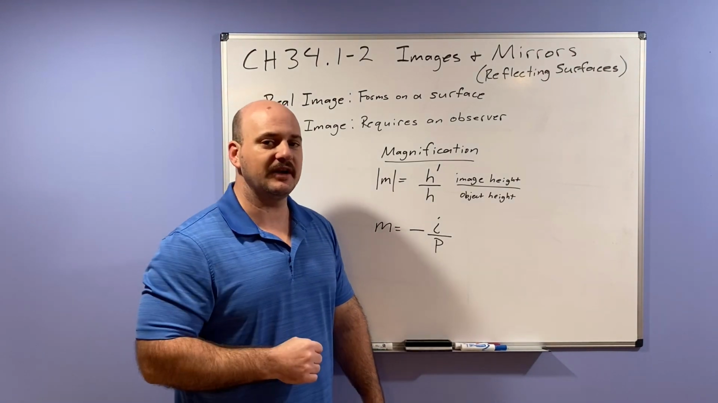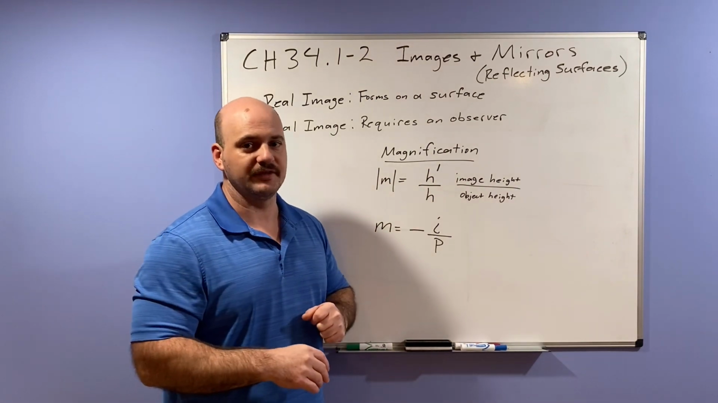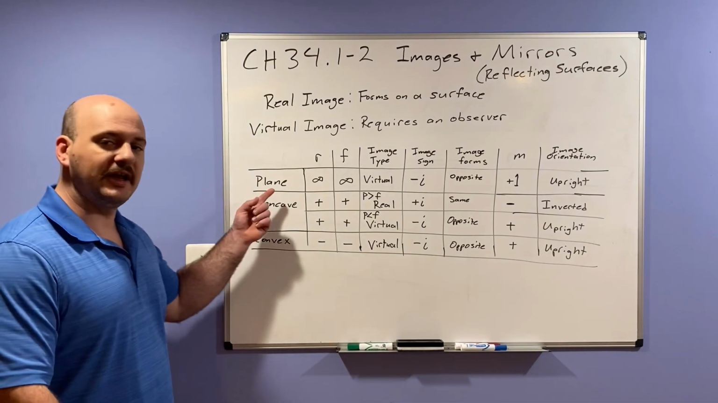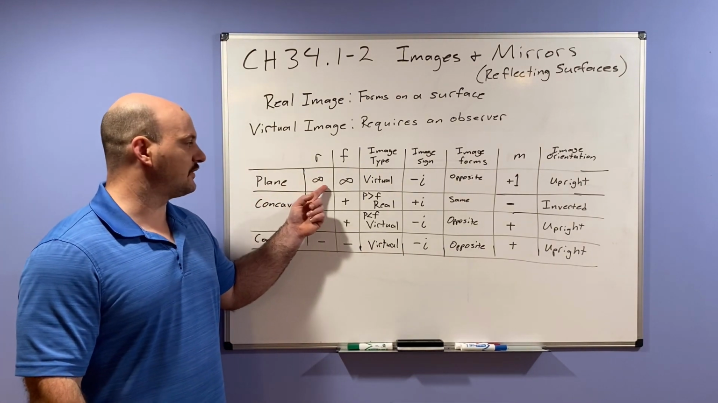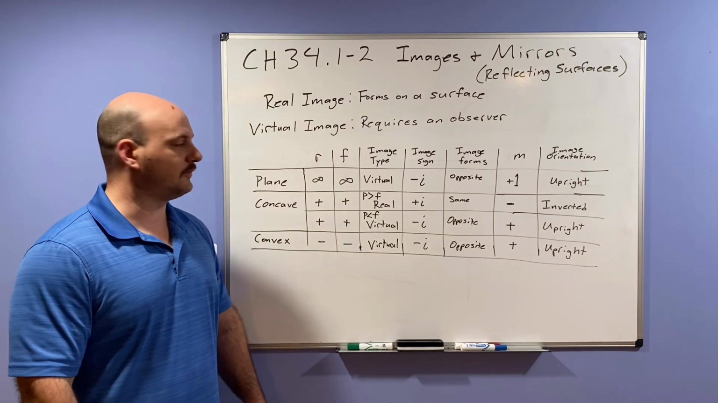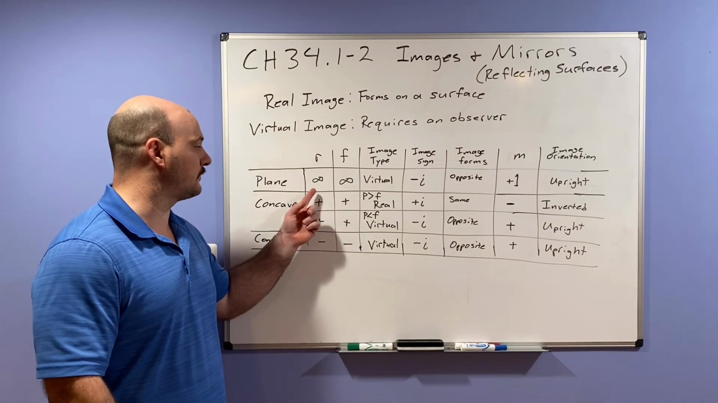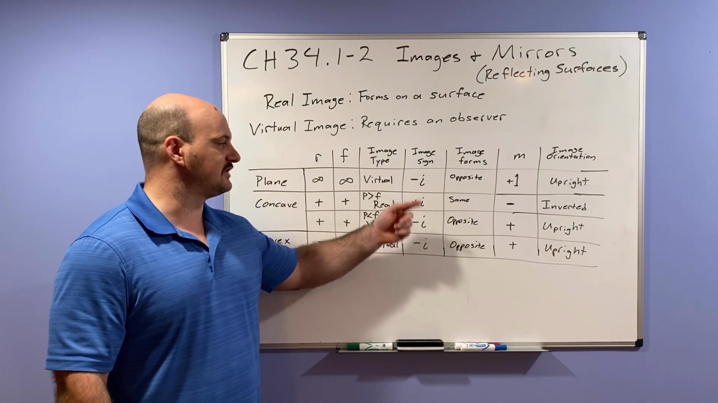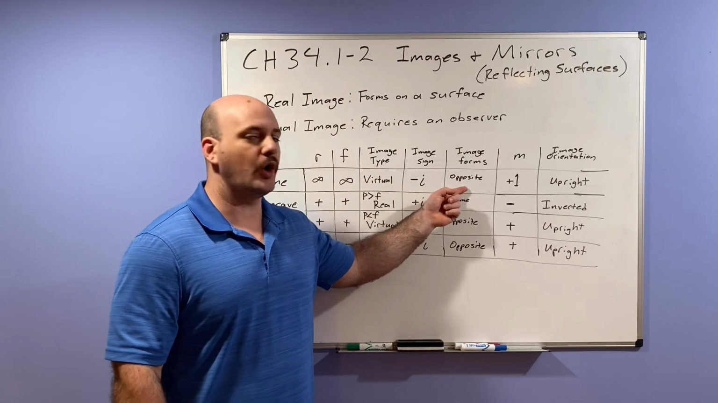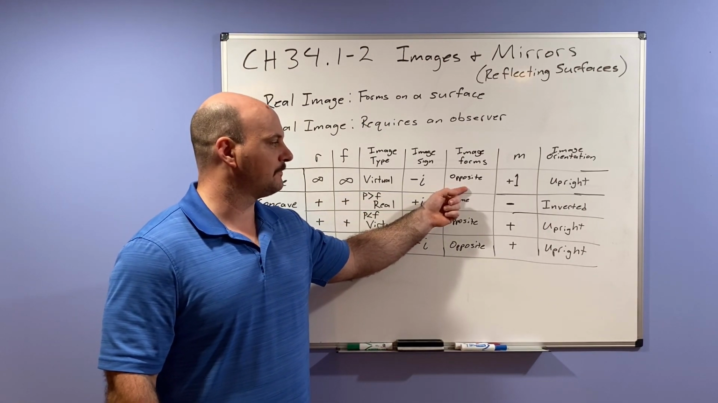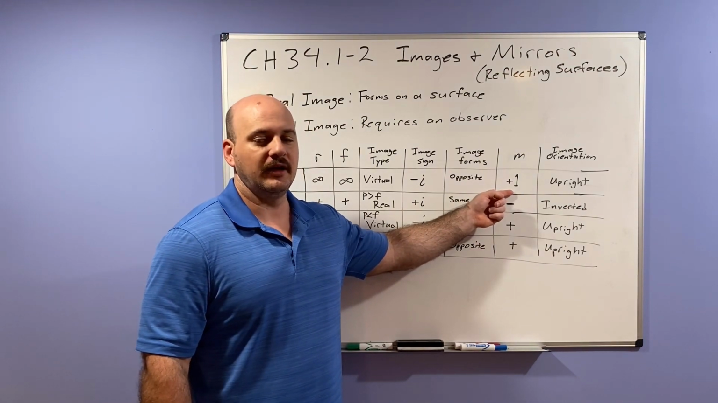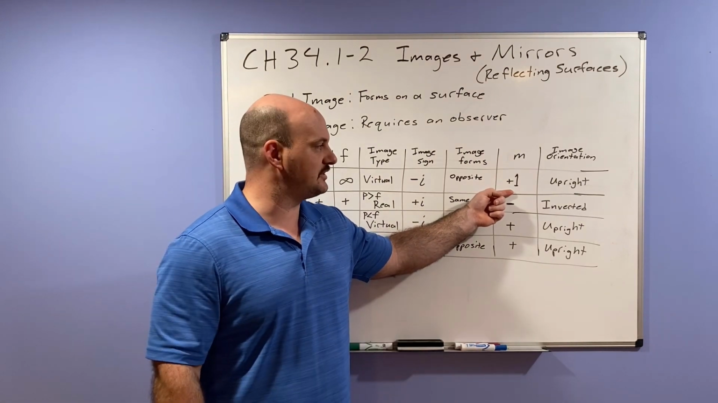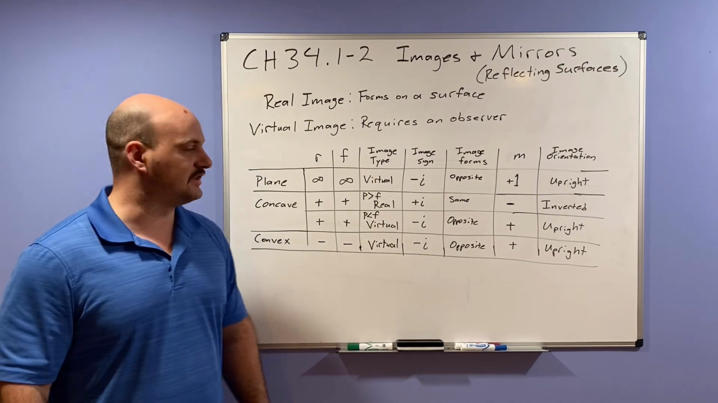Okay, let's write down a quick table with all of this information. So here's a table of all that information we just went through. For plane mirrors, obviously their radius of curvature and their focal point are infinite. With a flat plane, you have an infinite radius of curvature. They always form virtual images, which is associated with a negative image distance. Virtual images for mirrors always form on the opposite side from the object. The magnification for a plane mirror will always be +1, so the image is the same size as the object, and it will be oriented upright.